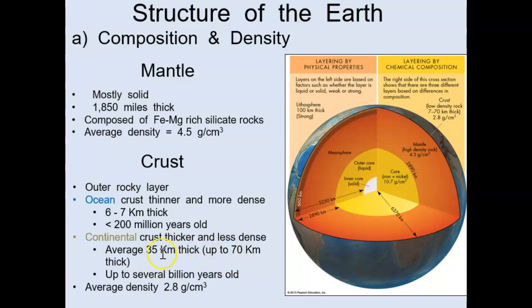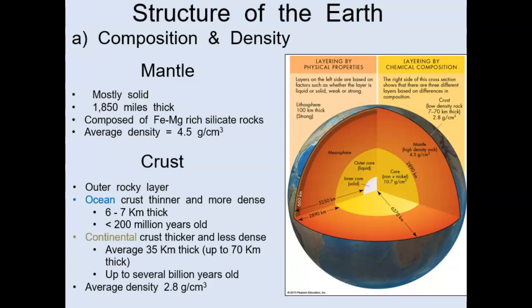The average is 35, but it goes up to 70 kilometers thick in other areas. So the oceanic crust contains more iron and magnesium than the continental crust, which is why it's denser. And it's relatively young in comparison to the continental crust, as we will see later. Most of the oceanic crust is younger than 200 million years, whereas the continental crust can be as old as 4 billion years in certain cases.